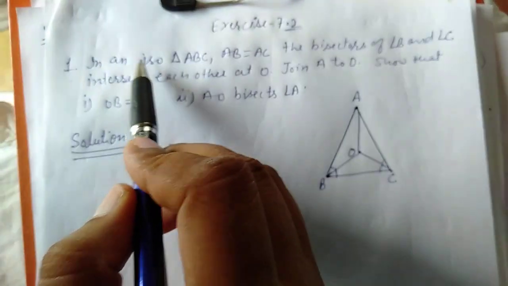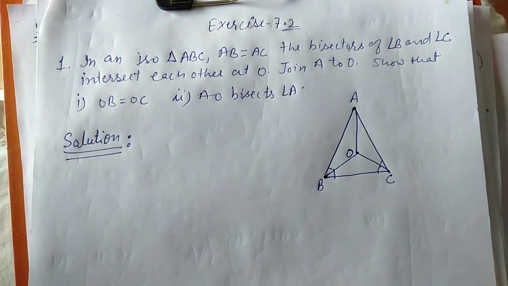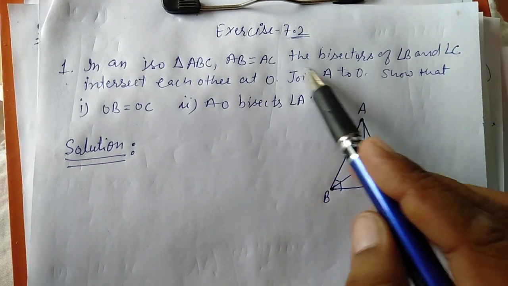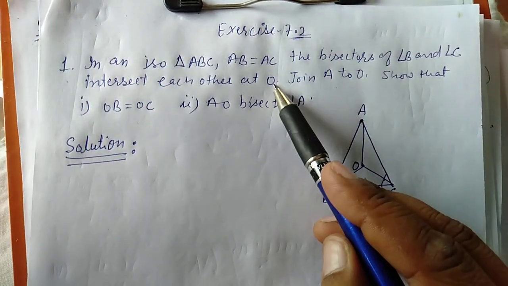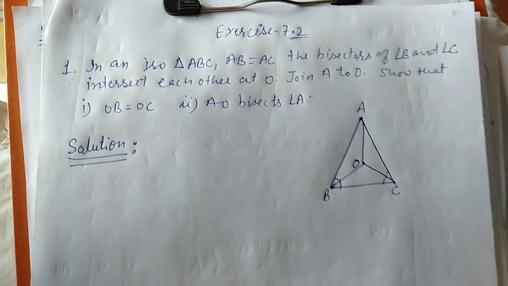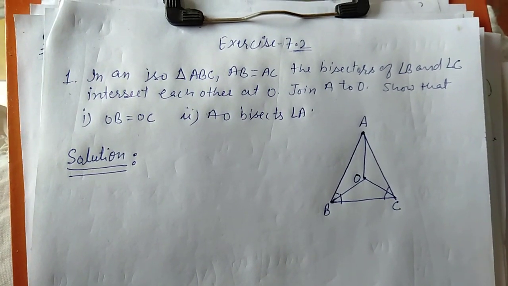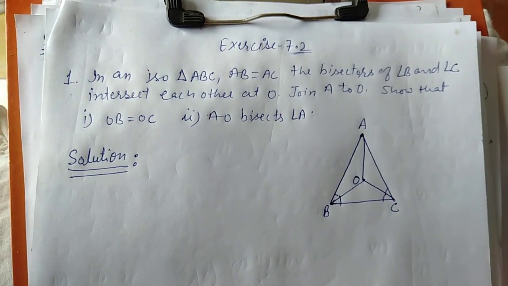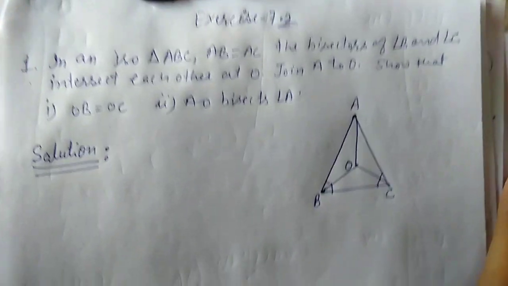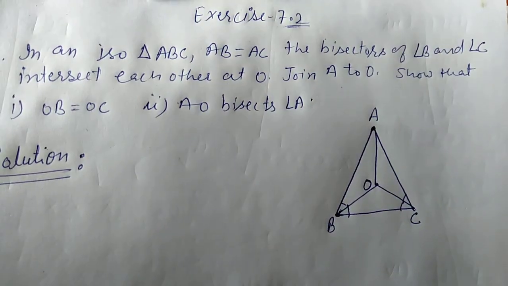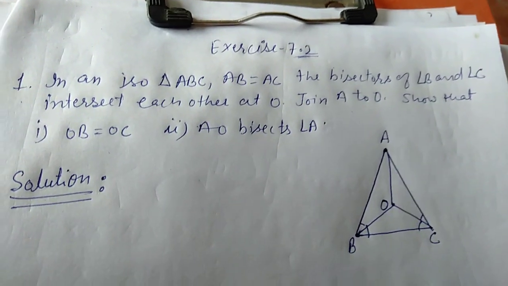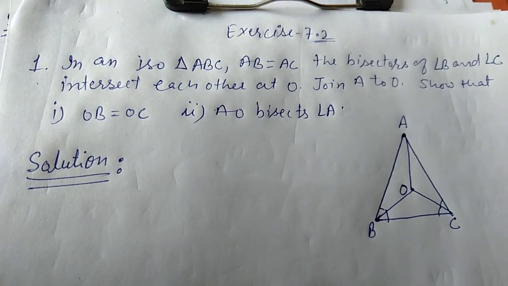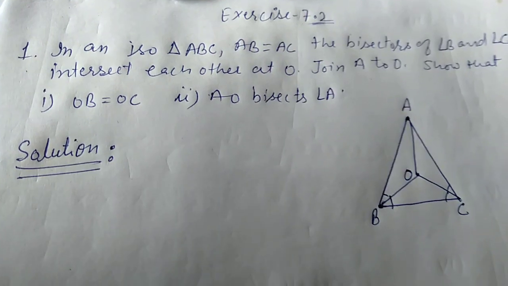Question number 1. An isosceles triangle ABC, we have given AB equal to AC, and the bisectors of angle B and C intersect each other at O. Join A to O and show that OB equal to OC and AO bisects angle A. So for showing this, we have to draw a figure at first.